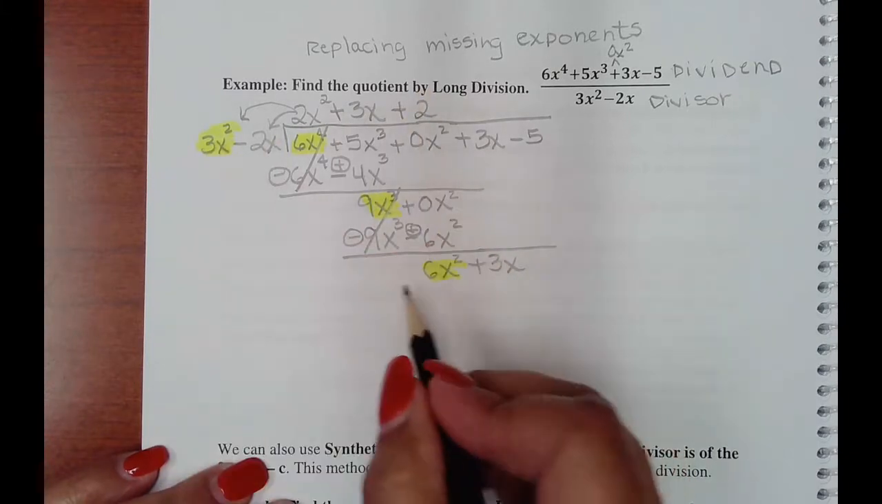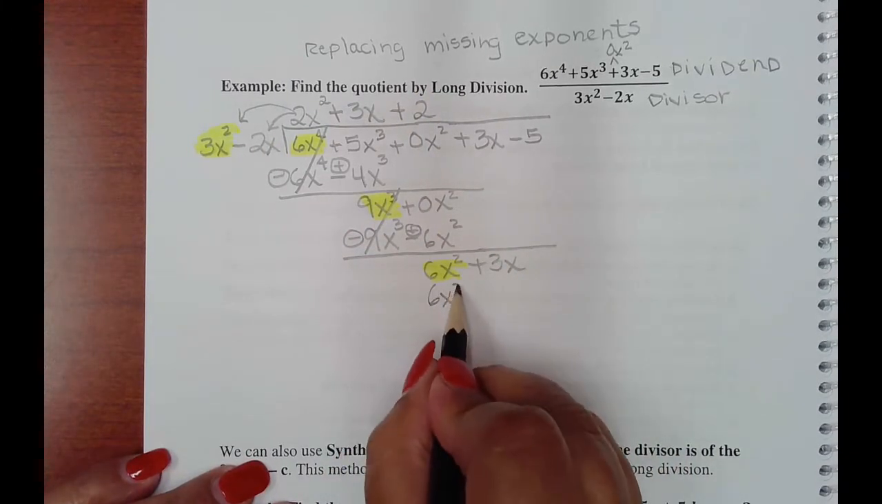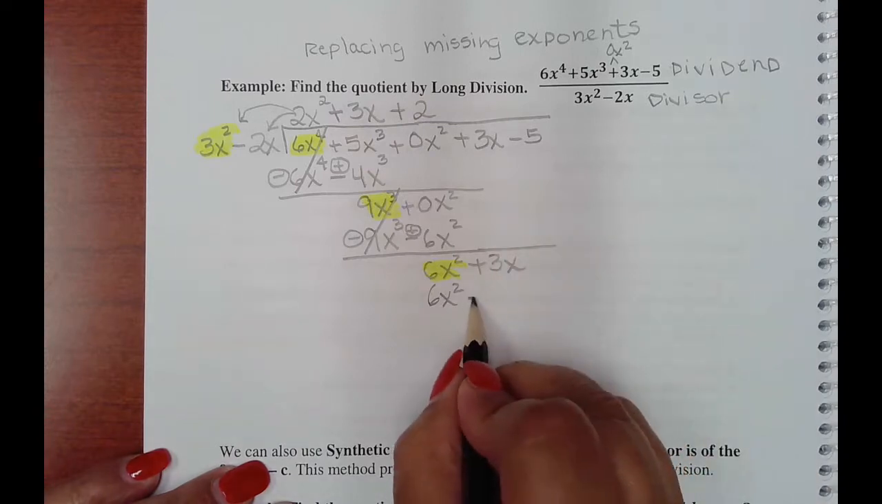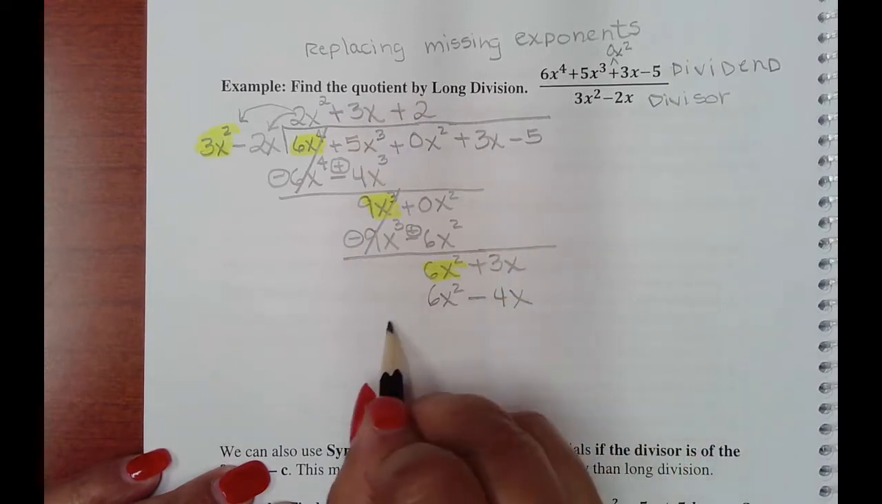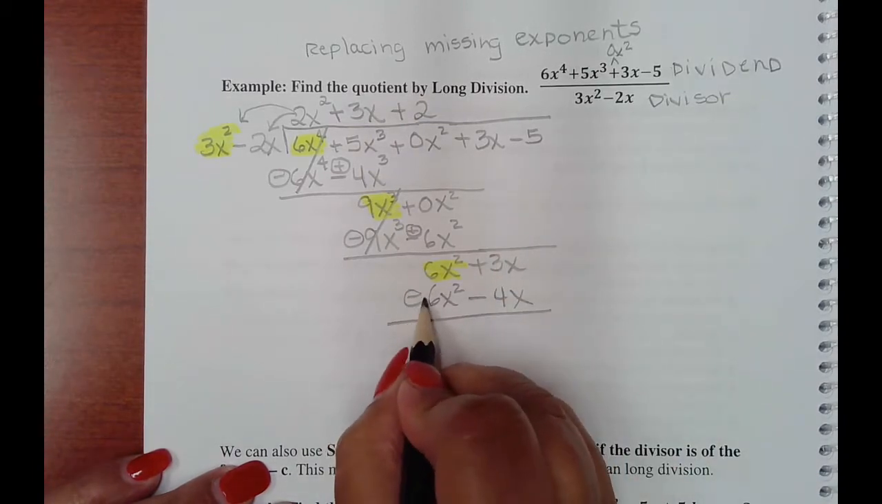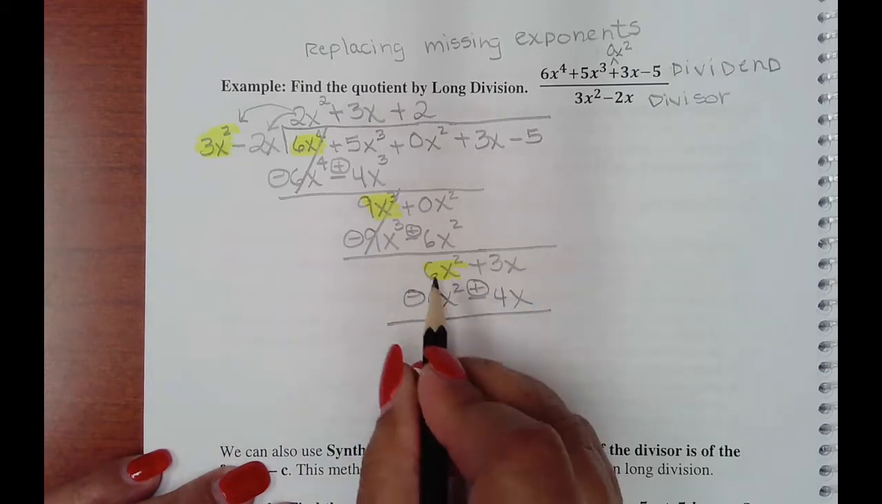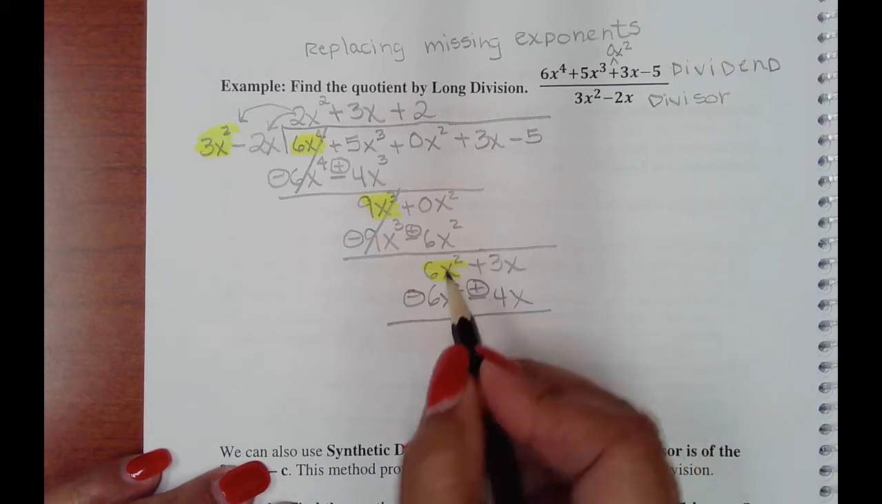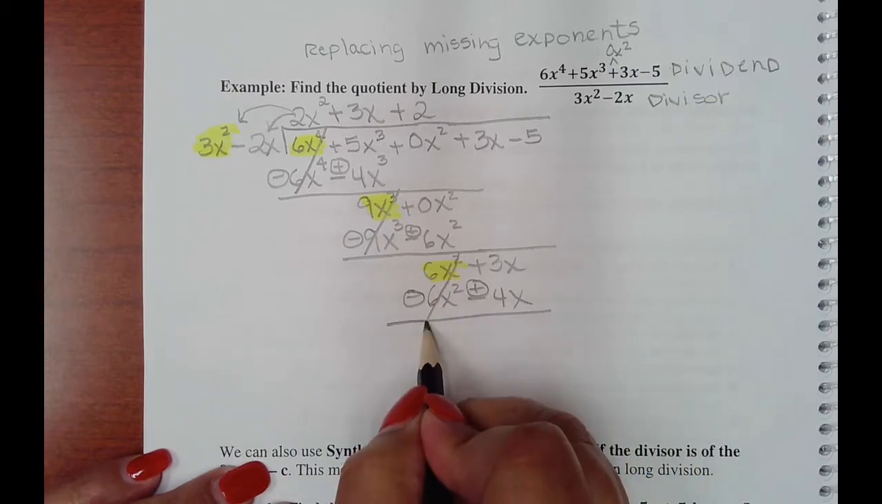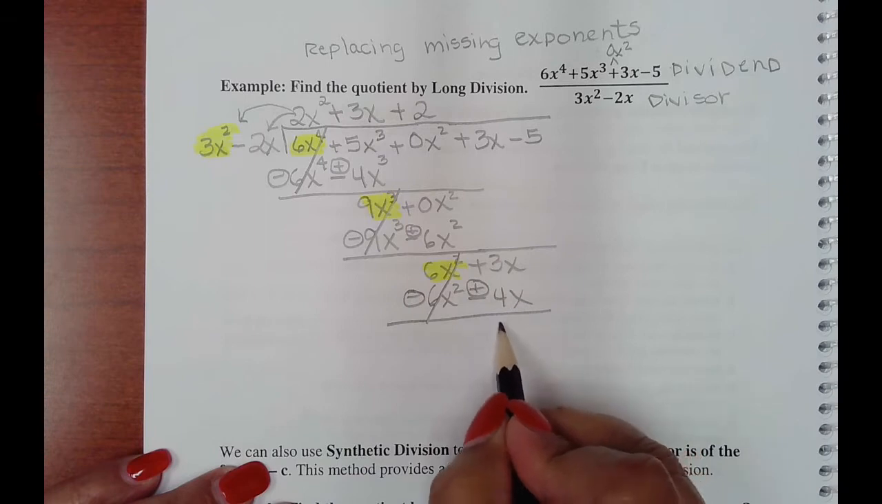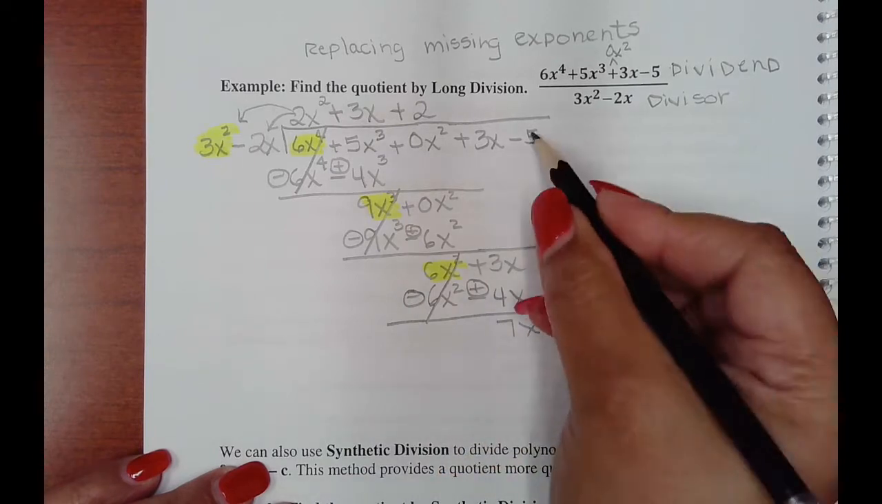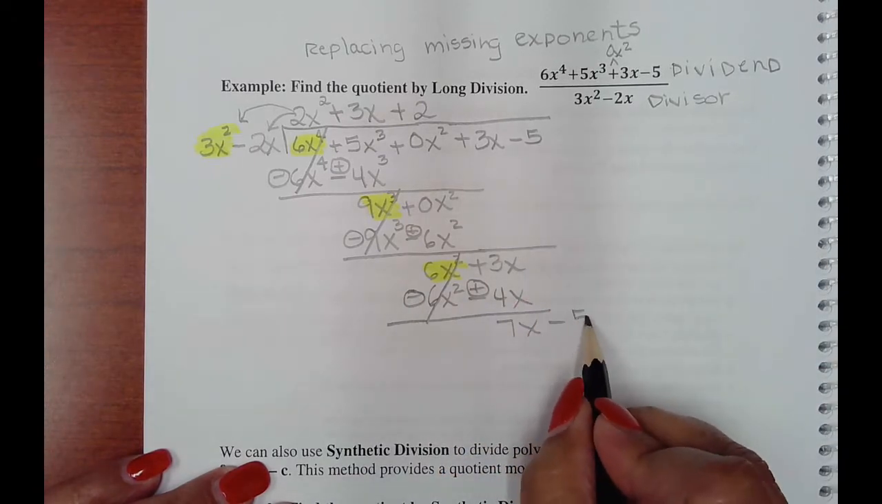So 2 times 3x squared, 6x squared. 2 times negative 2x, negative 4x. And then subtract that bottom row by switching the signs of each of the terms and combining with the row above it. So 6x squared minus 6x squared cancel. 3x plus 4x, 7x, and then bring down that negative 5.